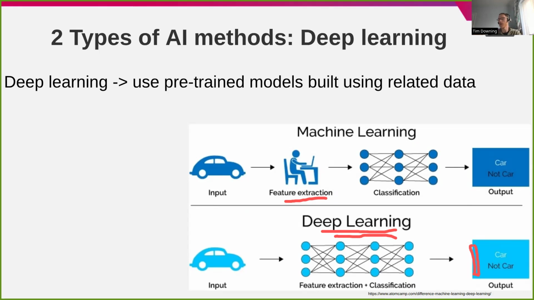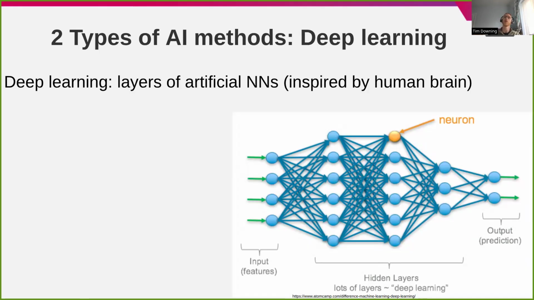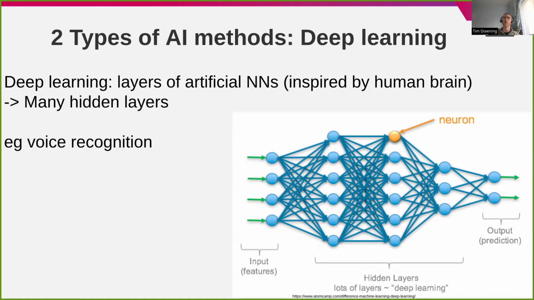That can be biologically more relevant. Other examples use artificial neural networks, and that's the inspiration for deep learning, where it's trying to mimic the human brain by having many hidden layers. An example of this is voice recognition, where you might have a lot of data and certain consistent patterns, but then also some nuances.